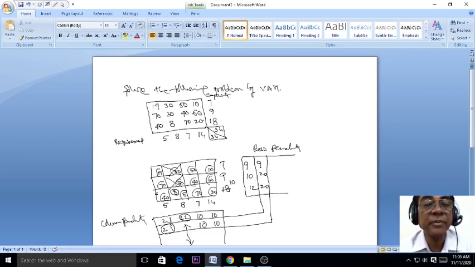Directly enter and stop at the minimum point. Stop at minimum point means 19. At 19 means 5 and 7. 5. If you shift the 5 here, you have to cancel the remaining elements. Next subtract.